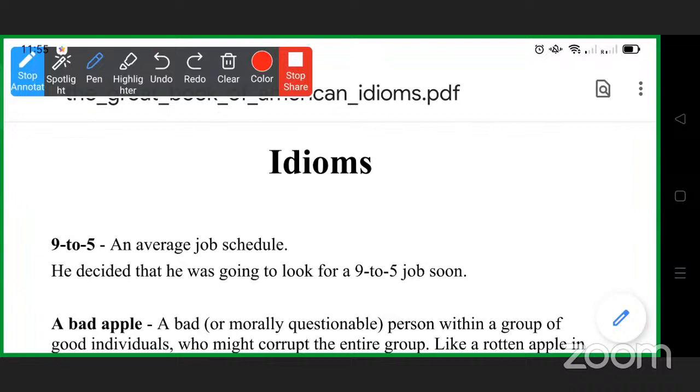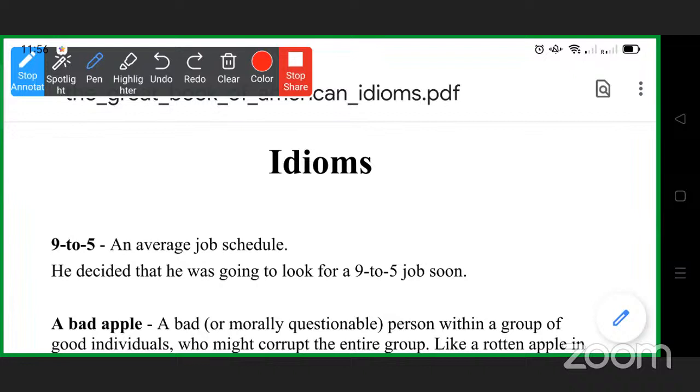Or if you talk about any business or grocery store, or any general store, that's up to you, but here we are talking about an average job schedule. So 9 to 5 means the person is an employee, first of all. If you meet someone at their house, you can ask, what do you do? Then the person would say, I'm working in the bank, or I'm working in the school. Then you can ask, you mean you're doing a 9 to 5 job, or is it part time, or full time?